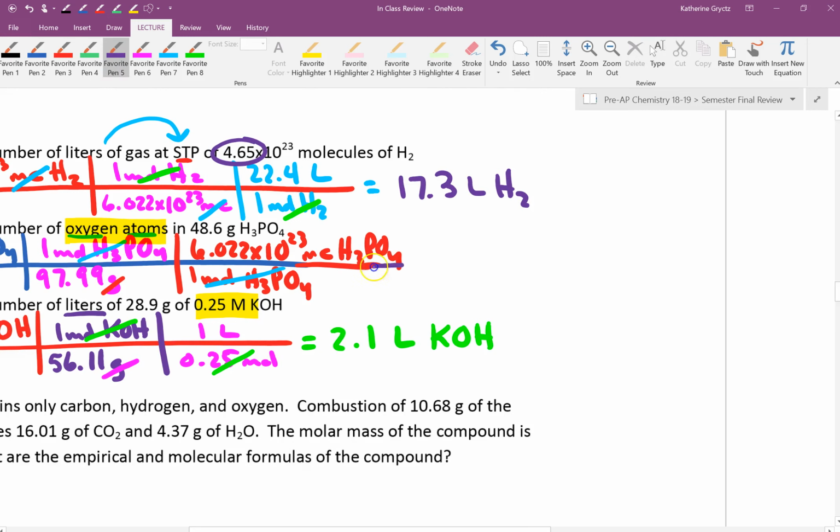So we have to keep going, and so we're out of just normal conversions that we know. We have to look at this formula. So if you look at one of these things, you can tell how many oxygen atoms are in there.